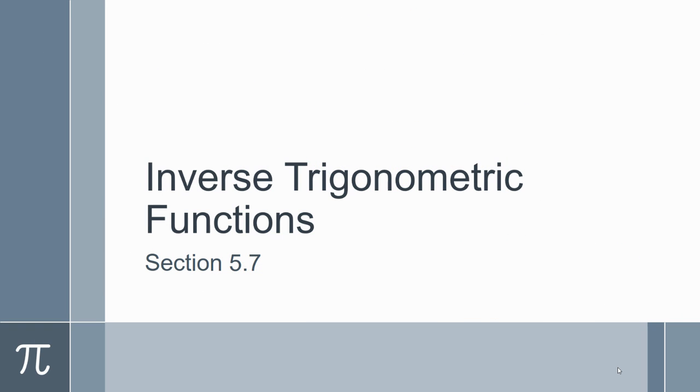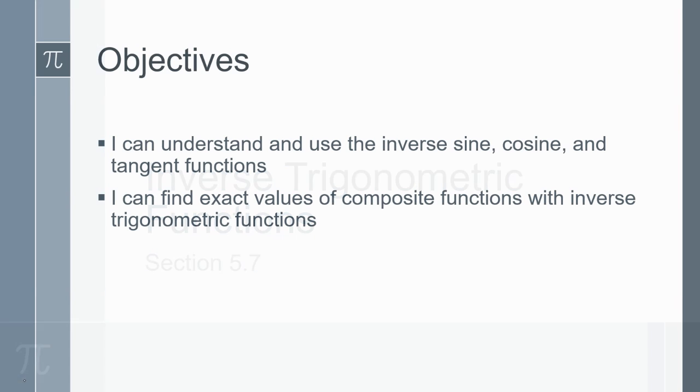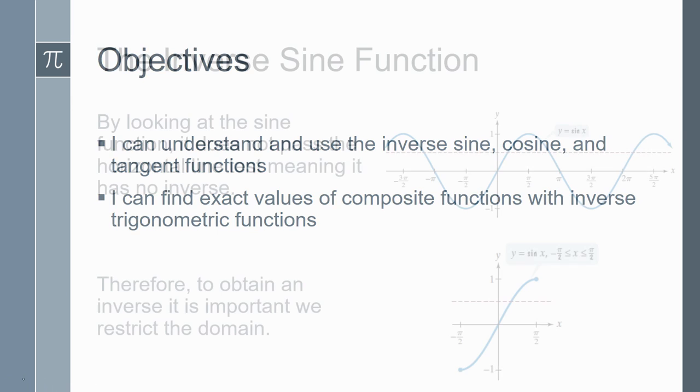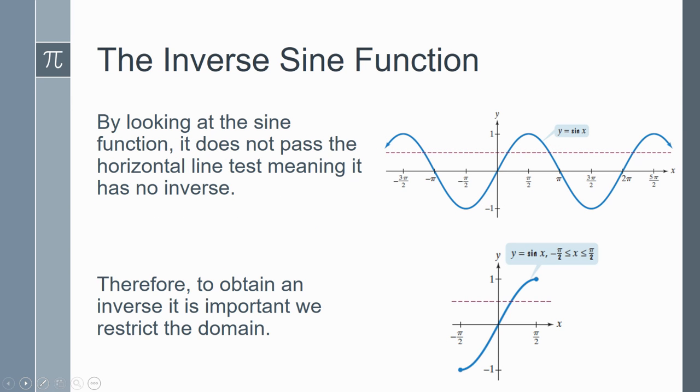Today we're going to be looking at section 5.7, which is all about inverse trig functions. So today we're going to understand and use inverse for both sine, cosine, and tangent functions. And then we're going to be finding exact values of composite functions with inverse trig functions. All right, so remember, the unit circle helped us with our graphing. And so we're going to relate this graphing to what we're doing today as well.